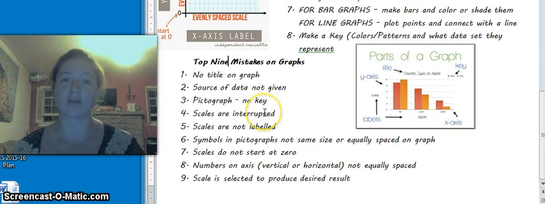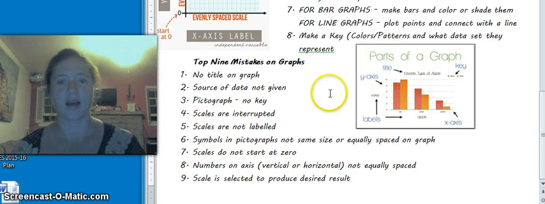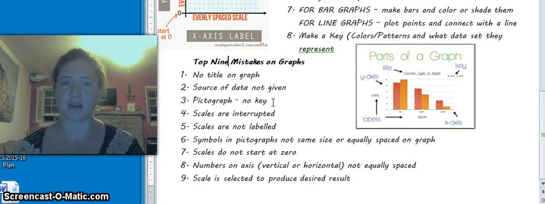Having the scales interrupted, you can't go 0, 1, 2, 3, 4, 25, 26, 27, 28. You've got to have the scale going all the way through. You just have to pick an interval that works for you. Having the scales not labeled, just having hash marks, again, doesn't really help somebody if they're really trying to figure out what the graph is saying.